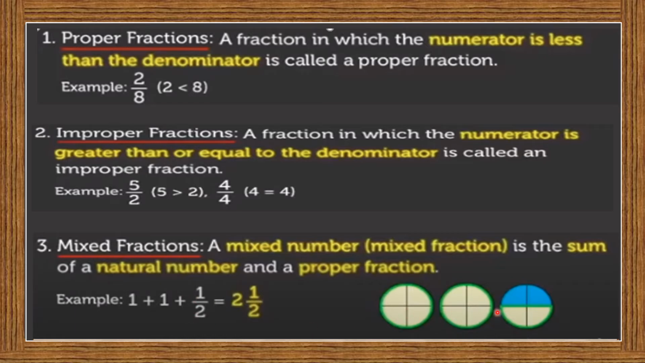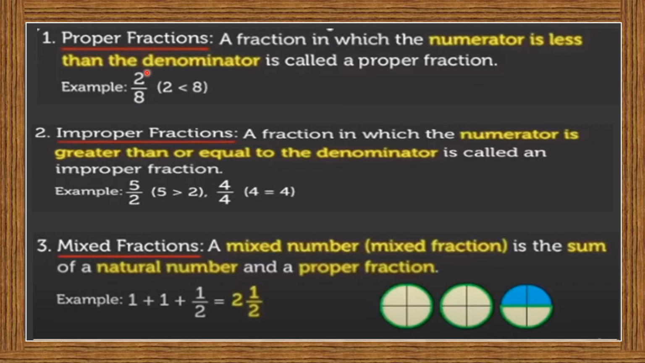Means this is a representation of half, which is written as 1 upon 2. So with this diagram, what number does it represent? 1, 1 and a half. So it can be written as 1 plus 1 plus half. 1 plus 1 is 2 and the leftover is half. So this type of fraction is called a mixed fraction. 2 and a half is a mixed fraction. I hope you have understood.